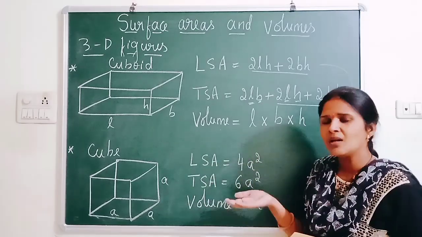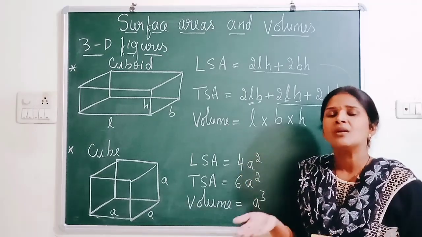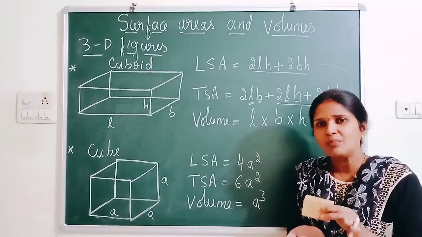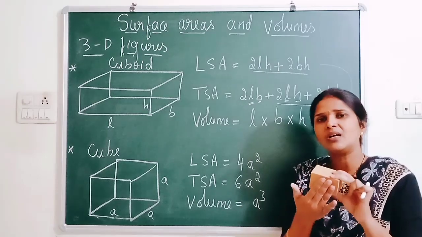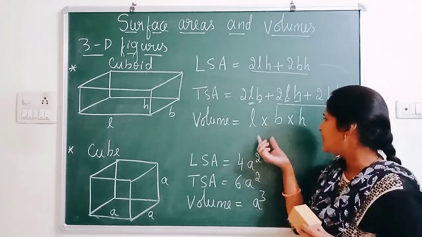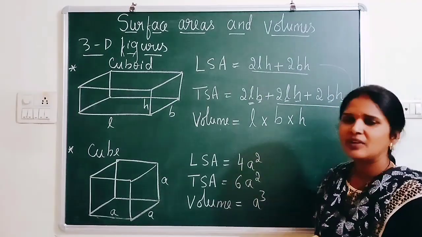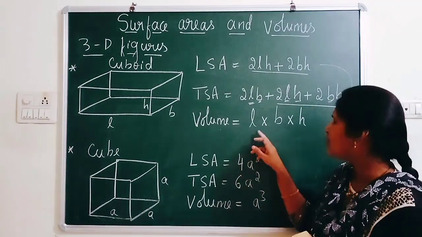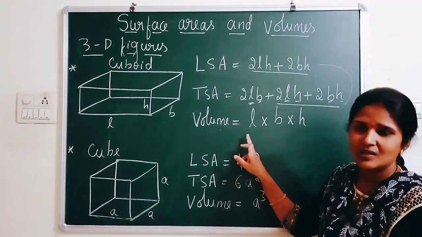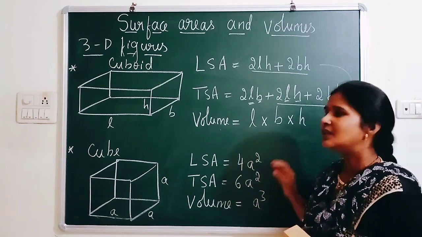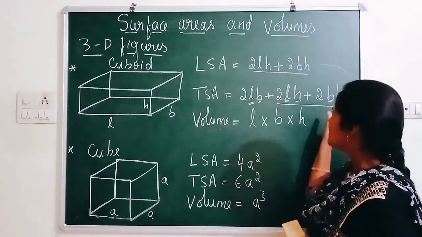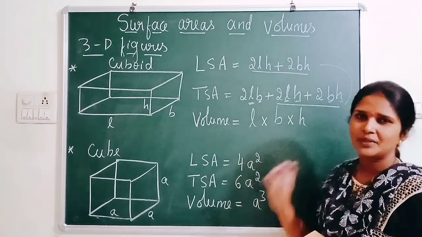You can remember, volume of this is area of base. Whatever base it has. What is the base of this figure? It is a rectangle. So area of base into height. Now this unit will be cubic units. Why? Because you are multiplying three variables, L into B into H. That is cubic units. This is square units.